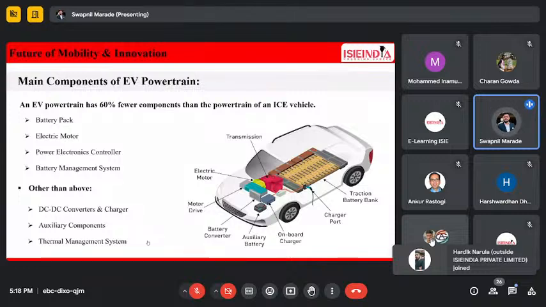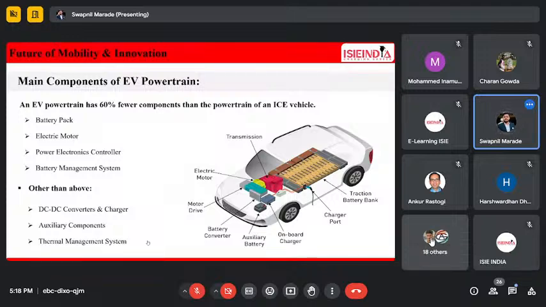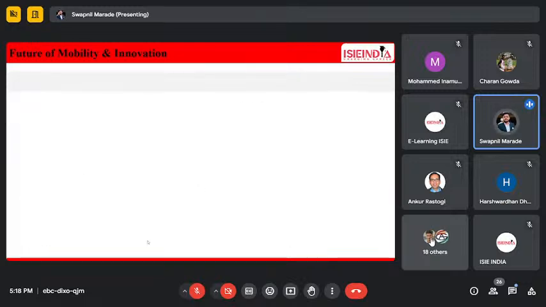Then auxiliary components, which means your headlight, tail light, horn, indicator, switches, and the thermal management system, which is BTMS. So those are the main components of an electric vehicle powertrain, which we will learn next, one by one. So first is the battery.